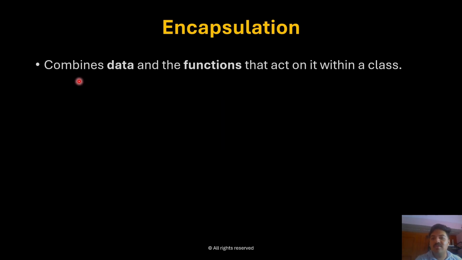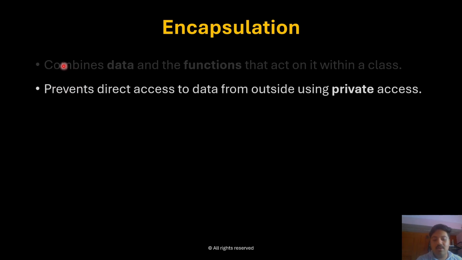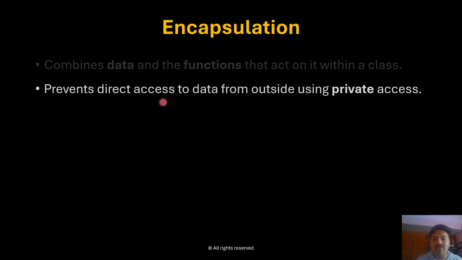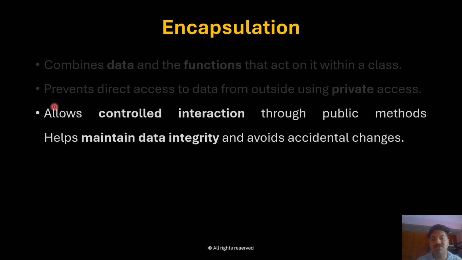What is encapsulation? Encapsulation is the process of combining data and the functions that act on it within a class. Basically, encapsulation prevents direct access to data from outside using private access. The data can only be accessed using private access. It cannot be accessed directly. So the data and the functions are inside the class and can be accessed through objects. It allows controlled interaction through public methods.